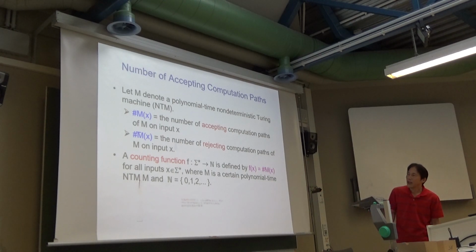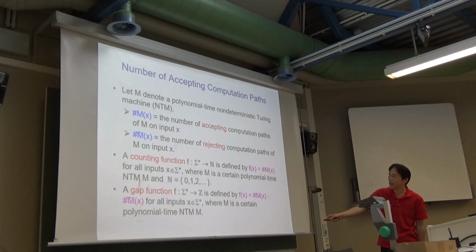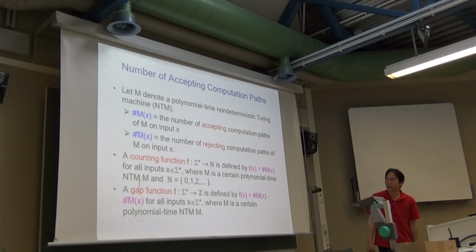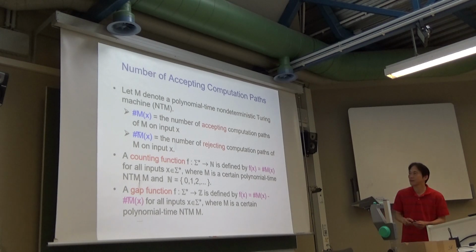And the gap function is the function computing the gap between two values, that is, #M(x) minus #M-bar(x). The range of the counting function is the natural numbers, including 0. And the range of the gap function is the integers, so we allow negative values.